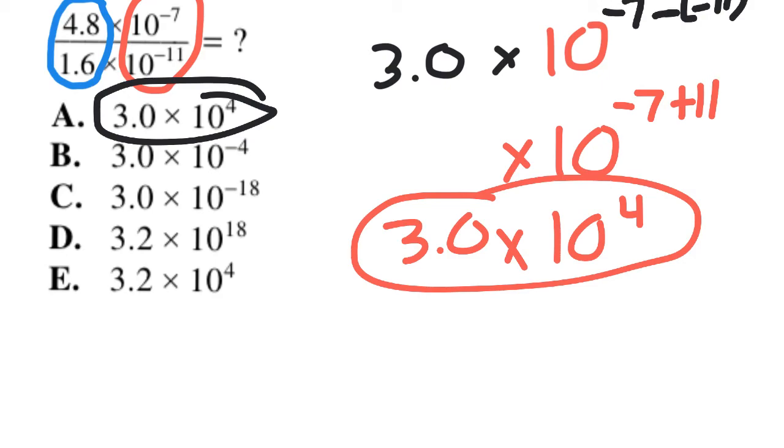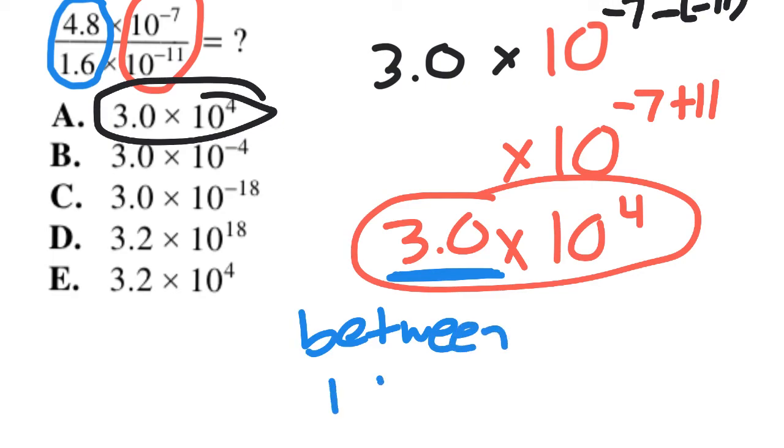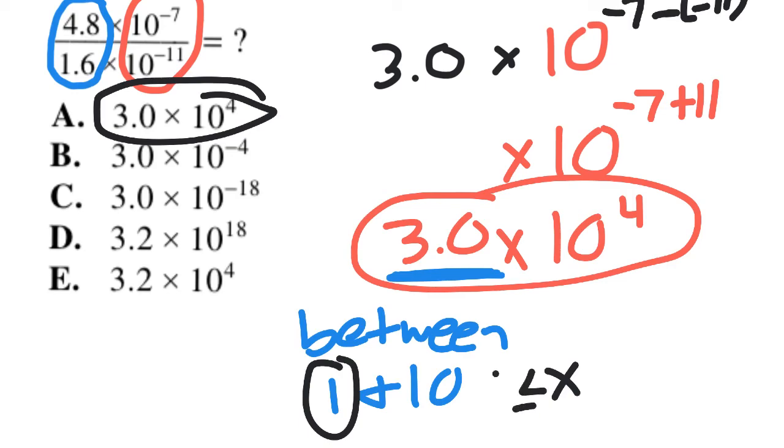Now something that you may need to be careful of on a different problem is that for a number to be in scientific notation, the number part here must be between 1 and 10. Now it can be 1, but it can't be 10. So the real technical way to write that is x is greater than or equal to 1, and x is less than 10. So the number part must always be between 1 and 10.